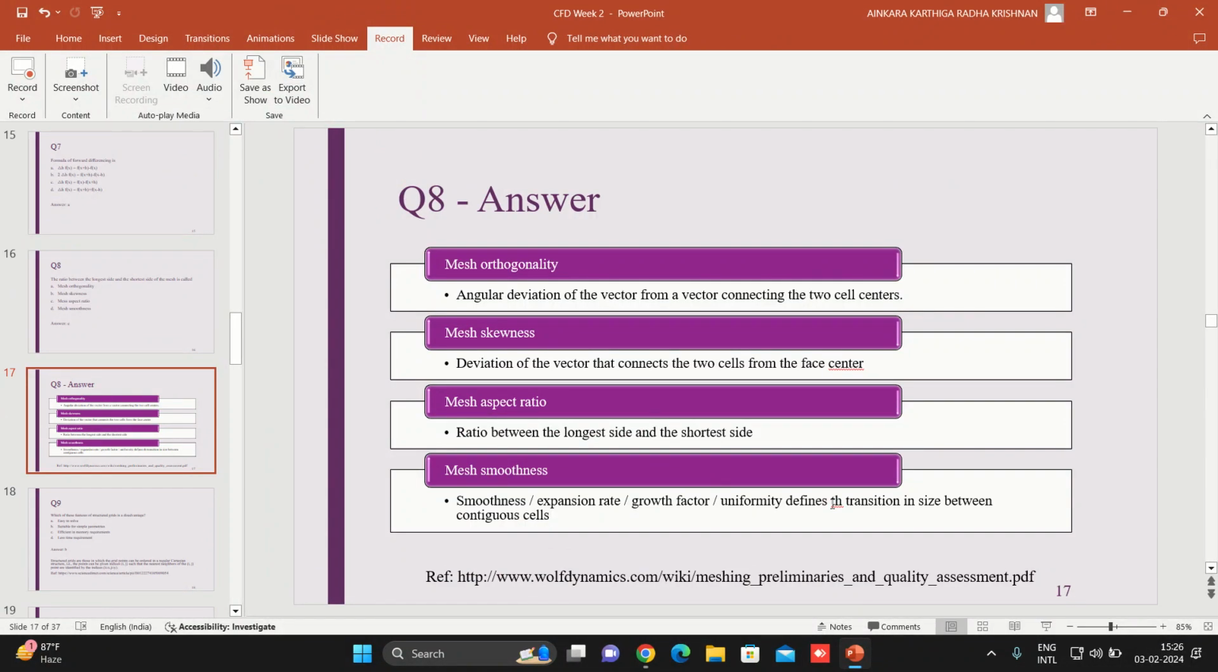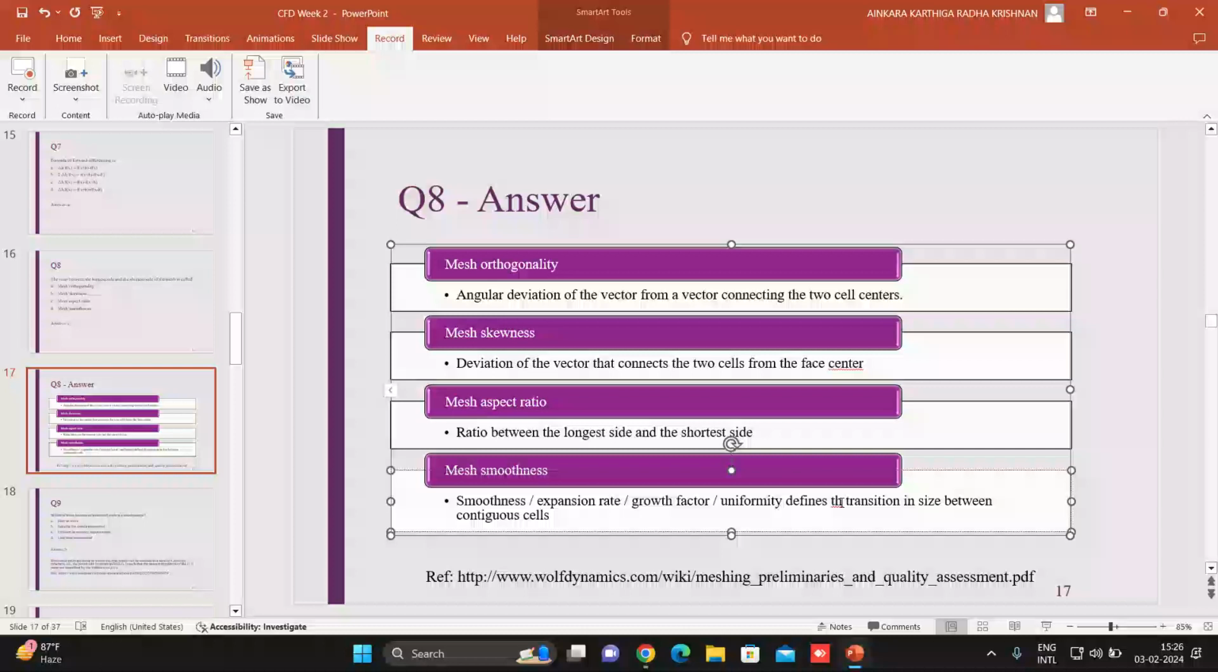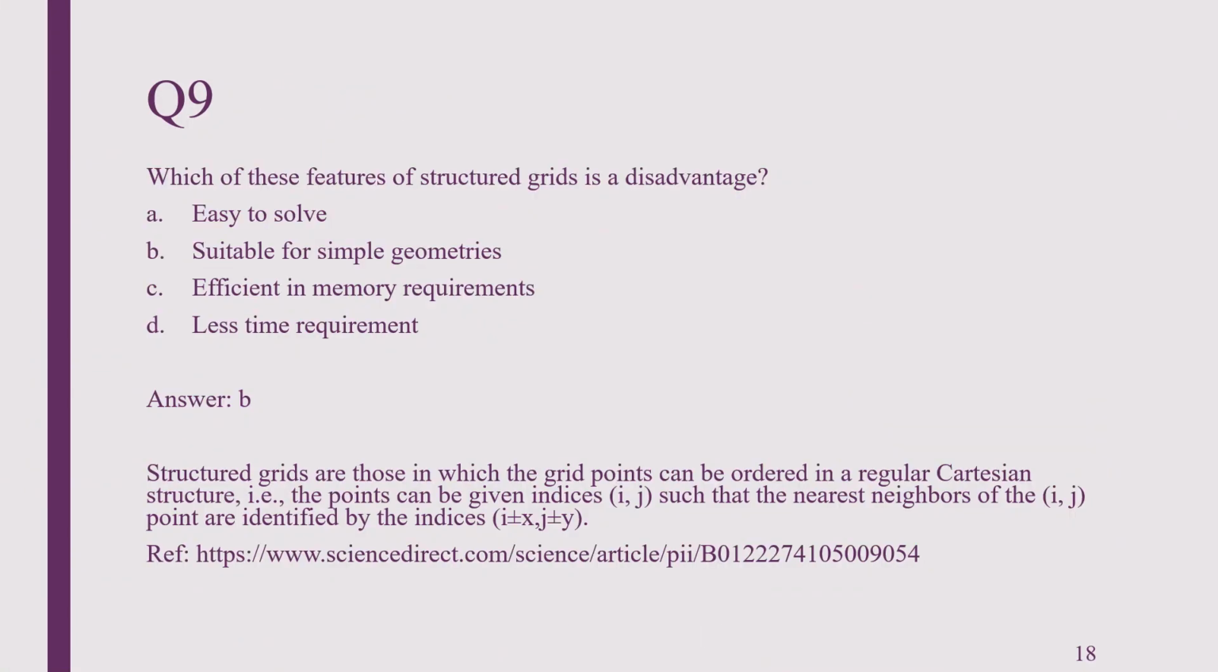Now we'll go to question 9. In question 9, it is asked which of these features of structured grids is a disadvantage? Option A, easy to solve. Option B, suitable for simple geometries. Option C, efficient in memory requirements. Option D, less time requirement.